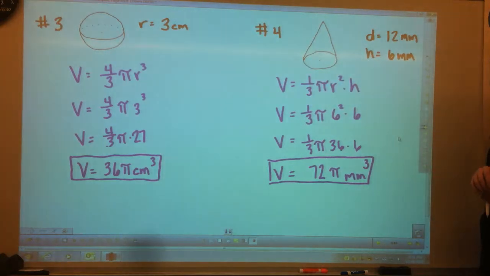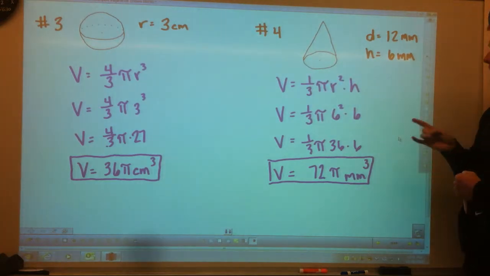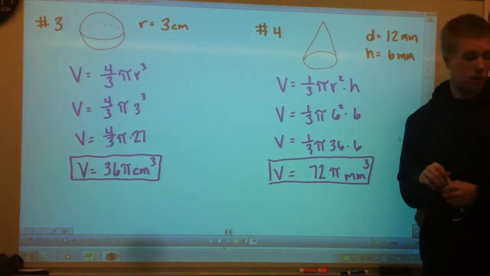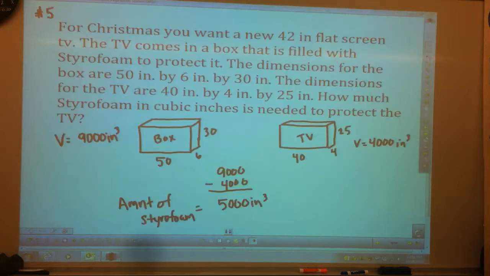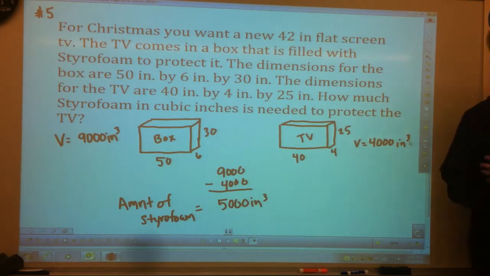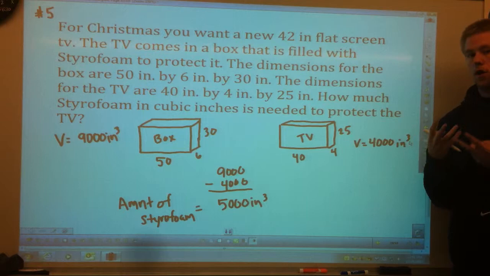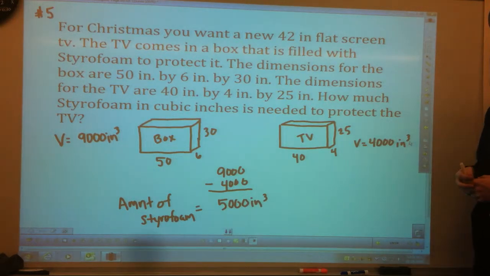Alright, so those are 3 and 4. We've got one more word problem that you will need to copy down in your notes. This is a challenge problem. This is putting two volume formulas together to answer the question.